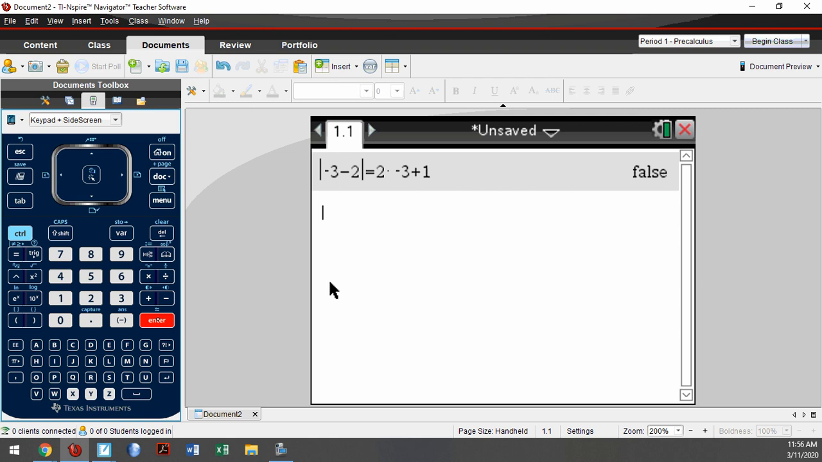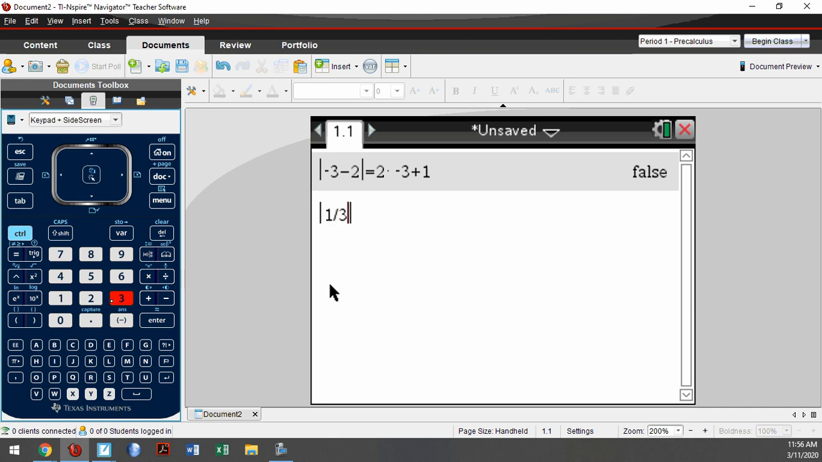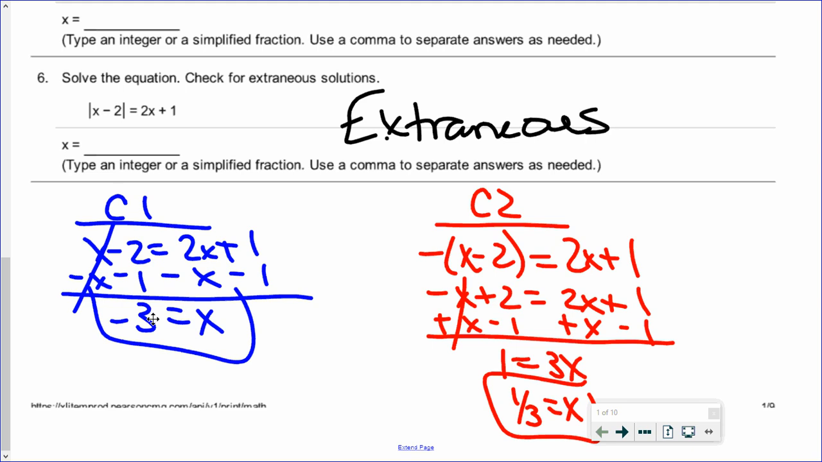Hit enter. What does that tell you about negative 3? It's false. You're going to do it again, this time using 1 divided by 3. Equals 2 times 1 divided by 3 plus 1. And what does that say that is? True.